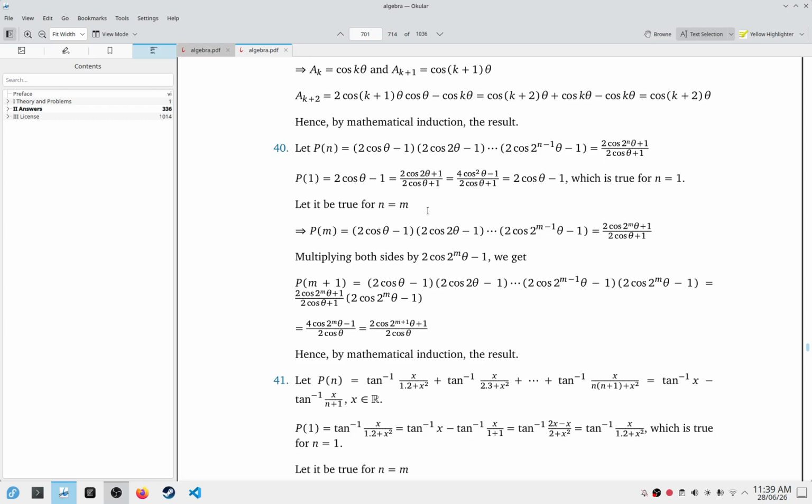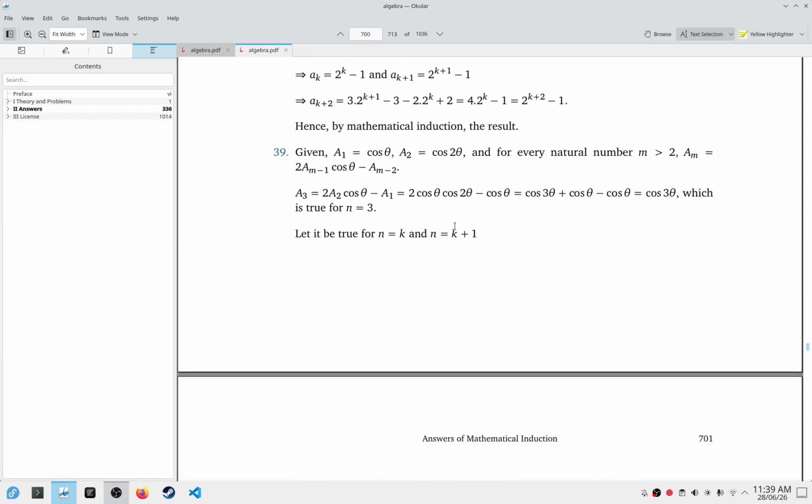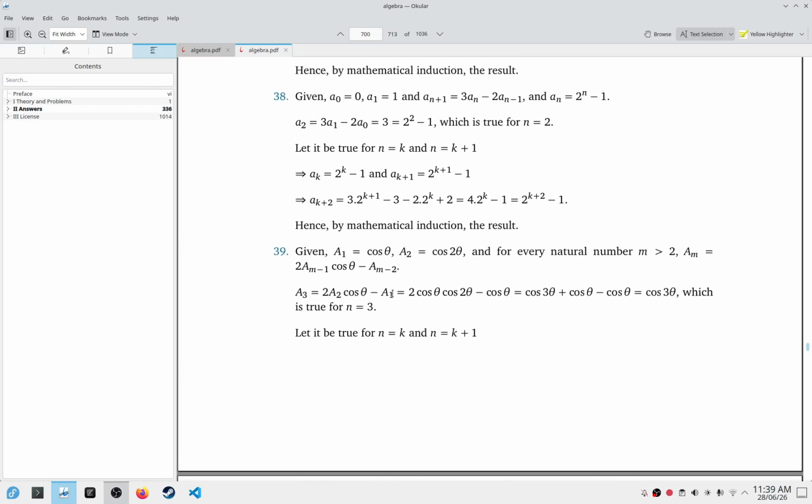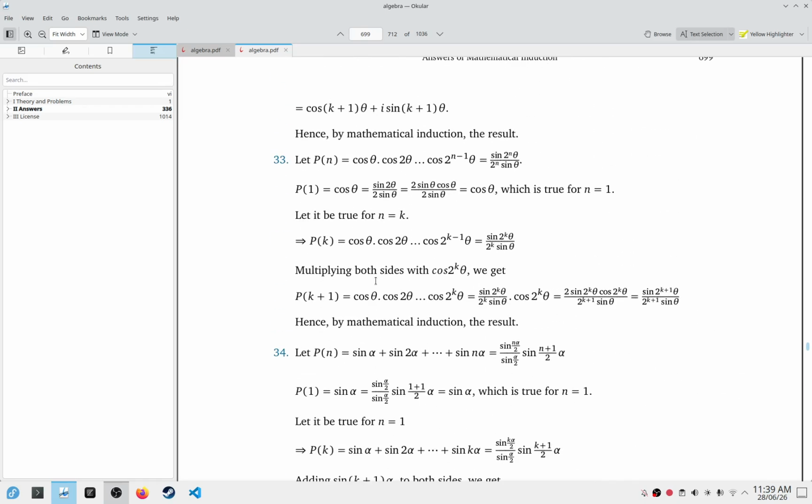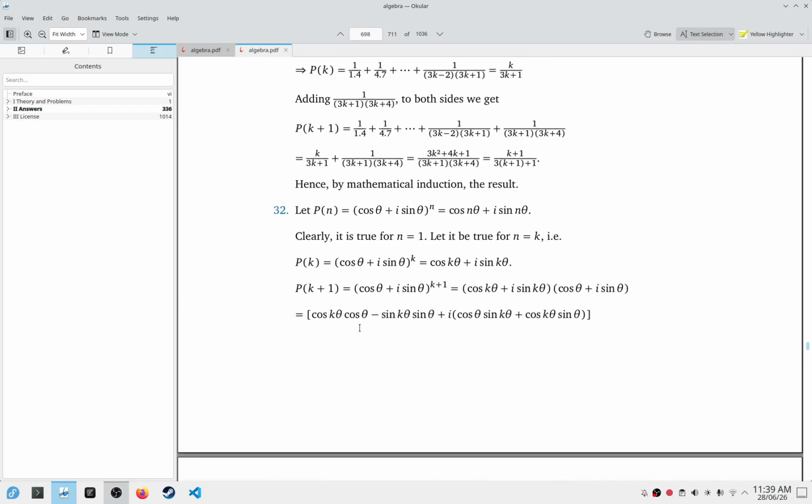So a lot of questions in this made use of trigonometry. For example, 39 also made use of trigonometry, 39, 40, 34, 33, and 32. So if you don't know trigonometry, you could have skipped that question, but we have done this. So if you don't understand this trigonometry-based question, come back to this once you have studied trigonometry.